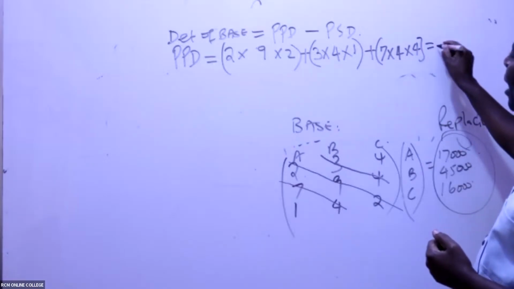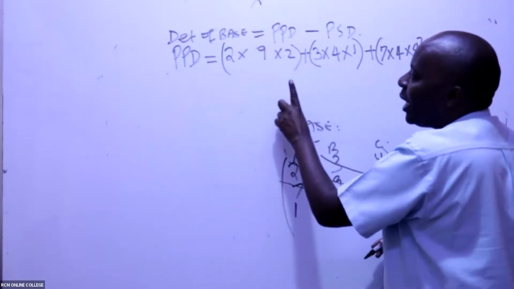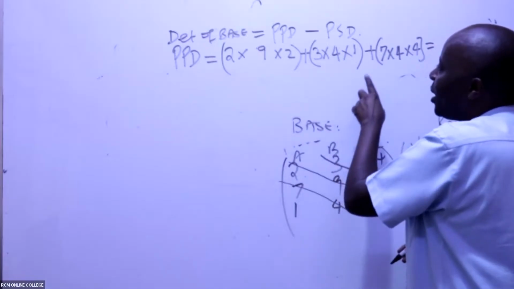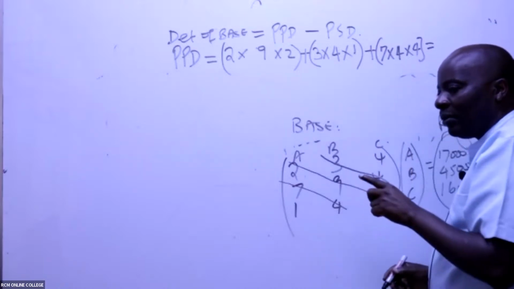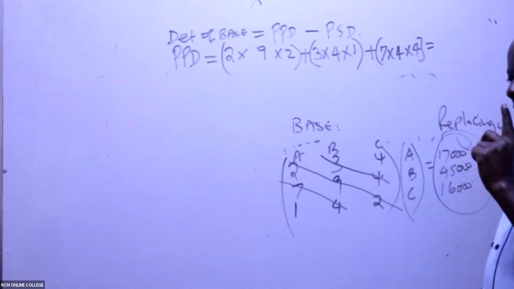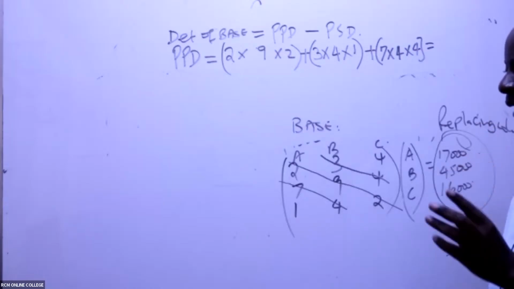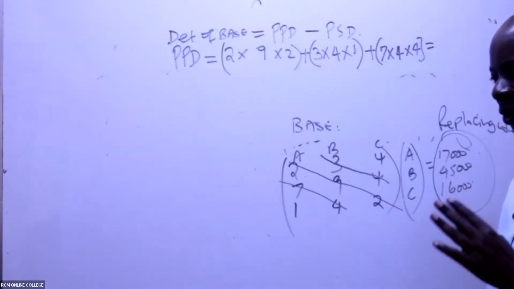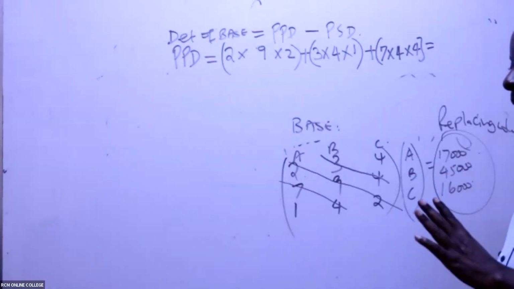Could you be kind enough to take your calculator, open brackets, 2 times 9 times 2 plus open brackets, 3 times 4 times 1 plus open brackets, 7 times 4 times 4. Please give me just one number. Thank you, Thorn. You don't have to be right, remember. It's all about participation. So according to Jacinta, it's 160. So Thorn, you have to check your calculator again. There is nothing wrong, but just check your calculator again.